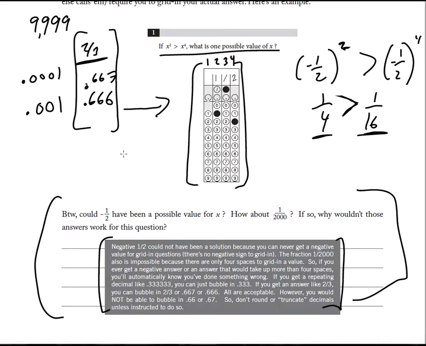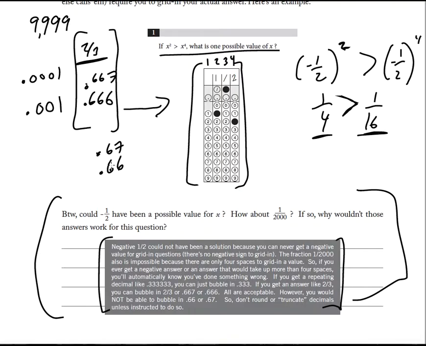What they could not do is round and truncate. If they were to bubble in 0.67 or 0.66, unfortunately the SAT would mark them wrong. So you want to make sure that you're always filling in all the spaces for a repeating decimal. And the safer way to do it is just to use the fraction form, right?